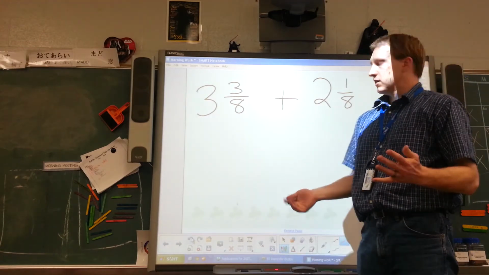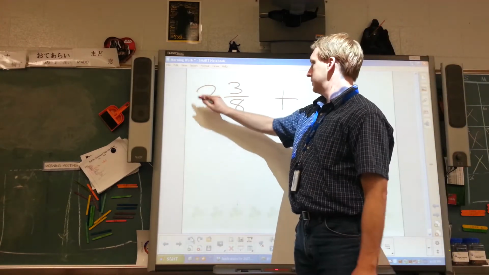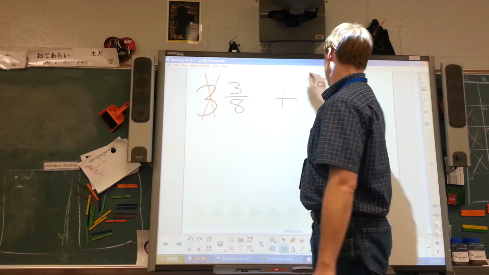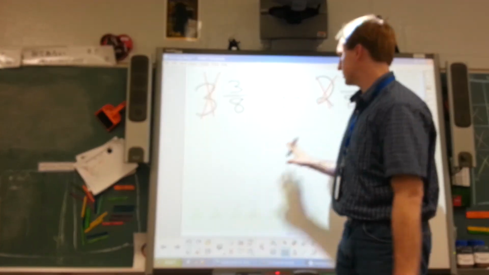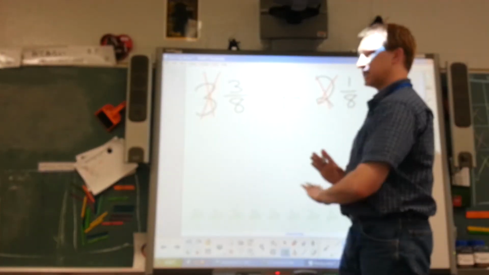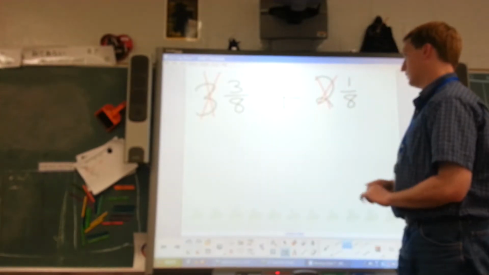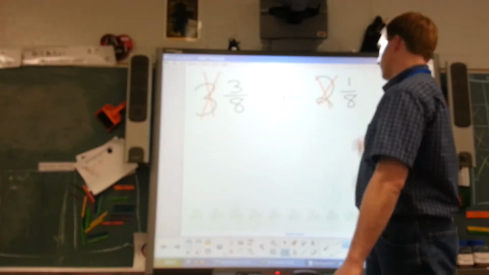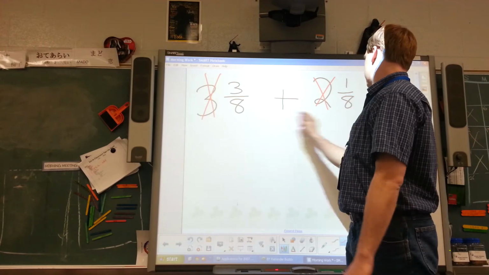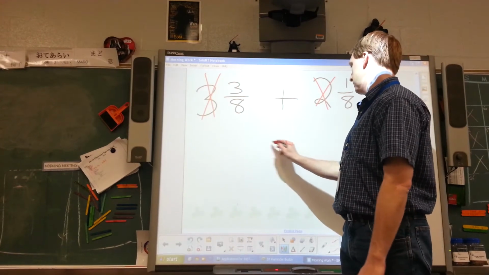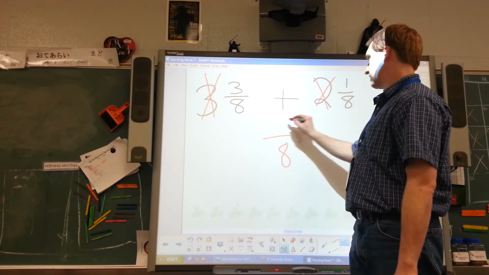The easiest way to do this is to just forget about the whole numbers until the end. They're big numbers, so we can just add them together at the end. All right? So then we're just left with 3/8 plus 1/8. Now the bottoms are the same, so we could just add the tops. 4/8.